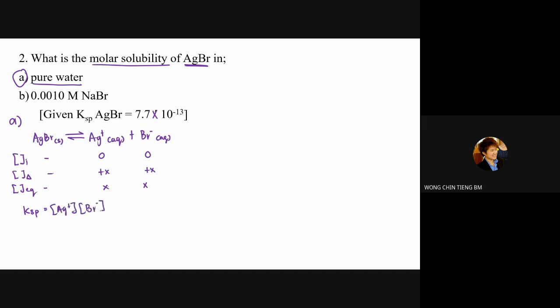Kita mula dengan soalan senang dulu. So KSP given 7.7 times 10 to the power of negative 13. Dapat X darab dengan X. So dapat X kamu. Okay? Alright, ya adalah yang ni. Simpanlah X kamu, nanti kita compare. Okay. Selesai?